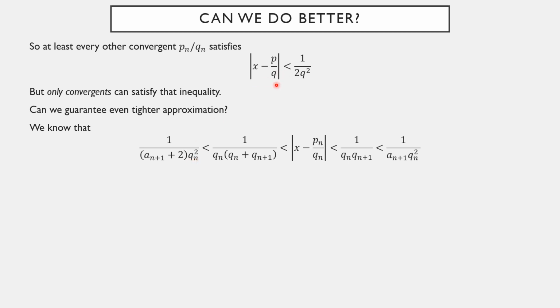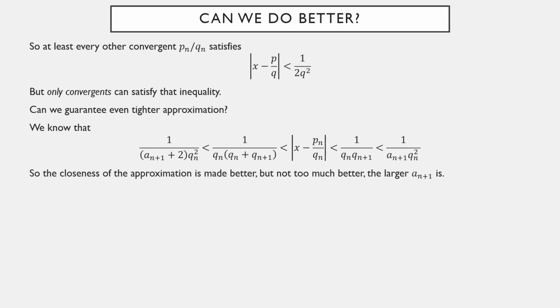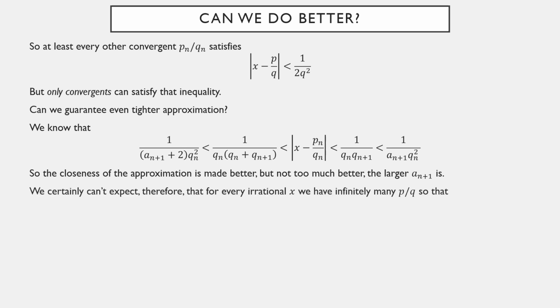And remember, if we're looking to do better than this approximation, we have to be restricted to convergents. But the convergents don't do that well. So the closeness of the approximation isn't that good. Okay? Whatever a_{n+1} is, it really tightly controls just how good this approximation can be.